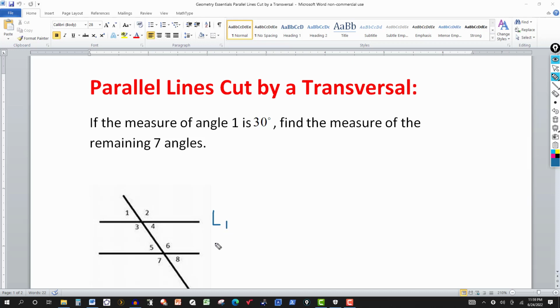Let's draw line L1 and line L2. And we're given that L1 is parallel to L2. And the fact that they're parallel is going to lead to certain angles being equal. And we'll go through that as we solve the problem here. So angle 1 is given to be 30 degrees.